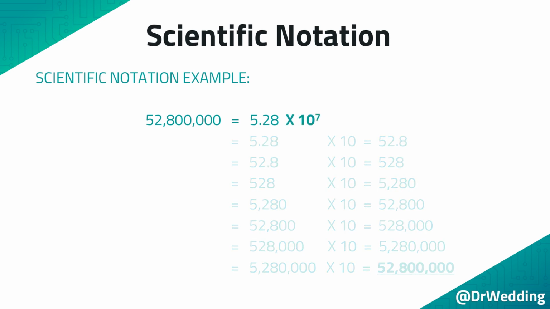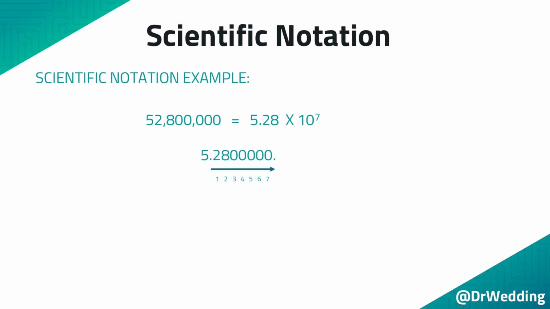Because you need to multiply 5.28 by 10 7 times in a row to get back to the original number, it is written as 5.28 times 10 to the 7th power. Writing out all the steps, as shown here, is a lot of work. It is easier to get the scientific notation of a number if you just count the number of places the decimal point needs to move to get the original number back. In this example, the decimal point needs to move 7 spaces, so this is represented by the 10 to the 7th power.